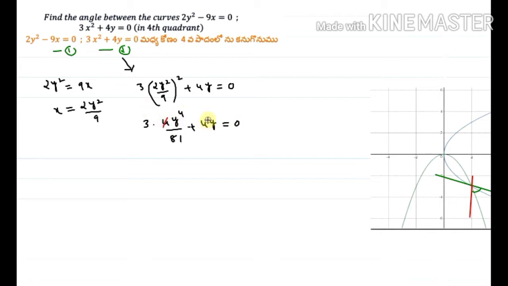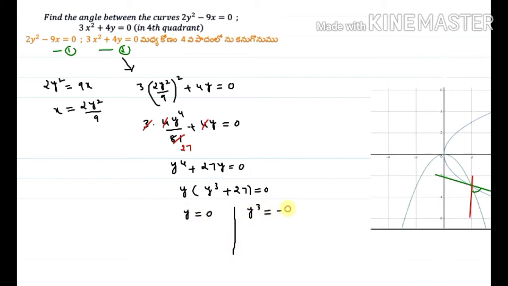I can cancel this 4. 3 ones are 3, 3 nines are 27. Multiply both sides by 27. From that I will get y power 4 plus 27y is equal to 0. Here I can take y common: y into y cube plus 27 is equal to 0. I get y is equal to 0 in the first case, and y cube is equal to minus 27. Y cube is equal to minus 3 whole cube, so y is equal to minus 3.